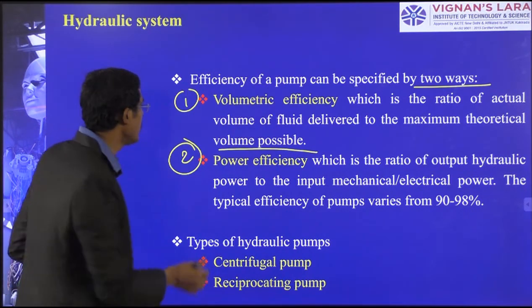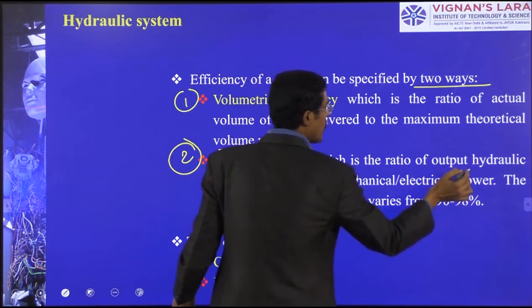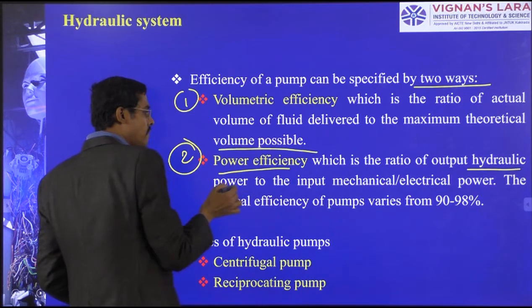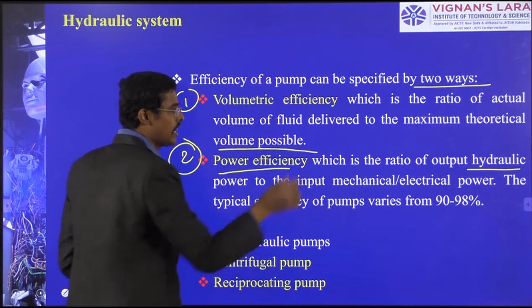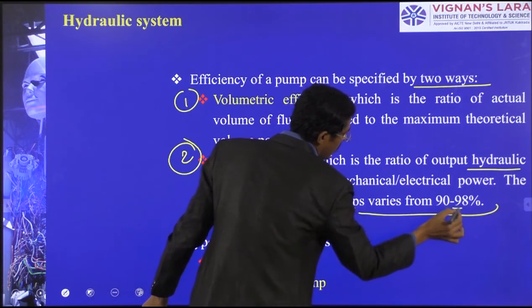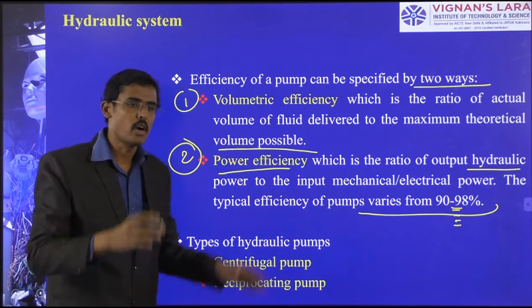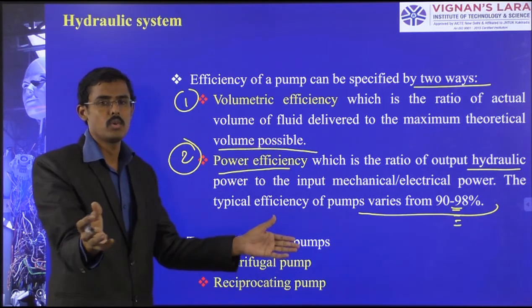And number two, the power efficiency, how much it consumes, which is the ratio of output hydraulic power to the input mechanical or electrical power. The typical efficiency of a pump varies from 80 to 90%. Right, so this is the understanding of how the general hydraulic system works.